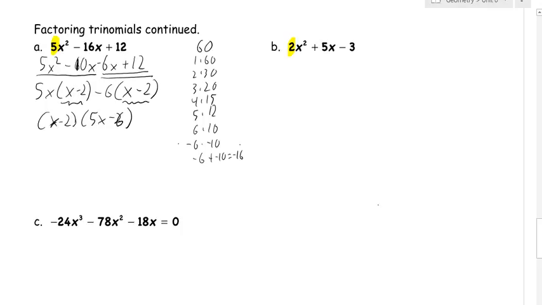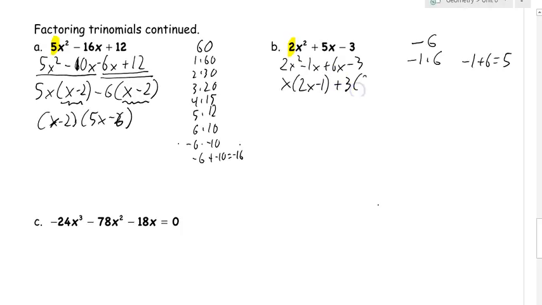So looking at 2x squared plus 5x minus 3, none of the three terms have anything in common, so you multiply the first and last together and get negative 6. Negative 1 times 6, we don't have to go any farther, because negative 1 plus 6 is positive 5. So 2x squared minus 1x plus 6x minus 3, x times 2x minus 1, plus 3 times 2x minus 1. What's inside the parentheses matches, and so we can factor it out. 2x minus 1 times x plus 3.